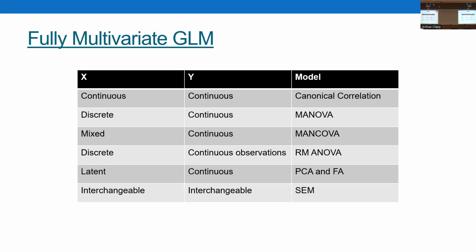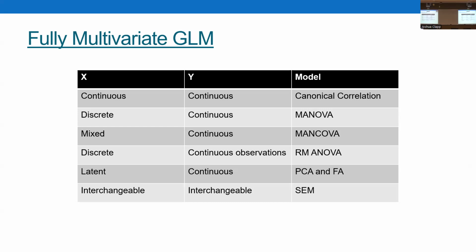If I have a set of discrete predictors and a set of continuous outcomes, now I'm talking about MANOVA stuff. If I've got a mixture of continuous and discrete predictors and continuous outcomes, MANCOVA. Right now I'm running a MANOVA with covariates. Here's the one that we're going to spend some time with this semester. If I've got discrete predictors and continuous observations, we're talking about repeated measures ANOVA. This is incredibly powerful. There's some cool stuff that we can do with this.